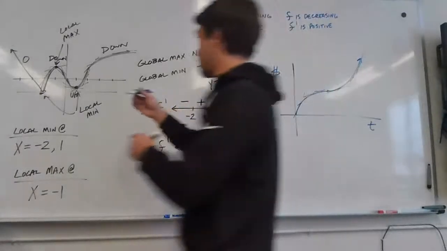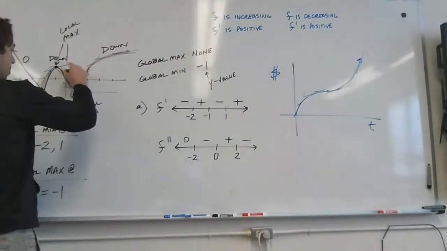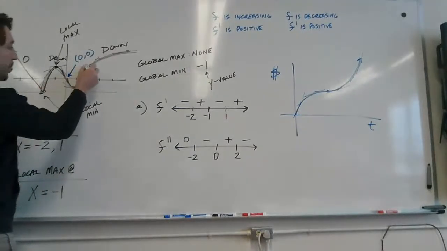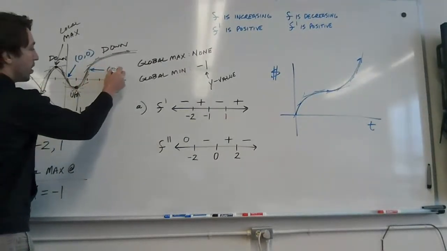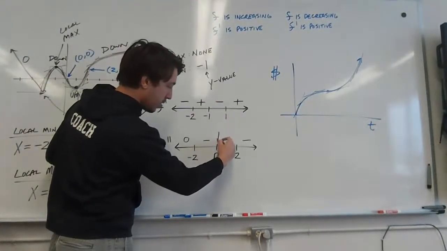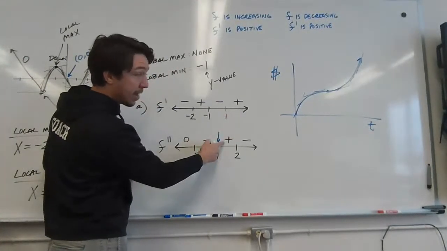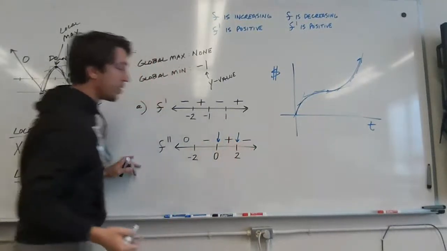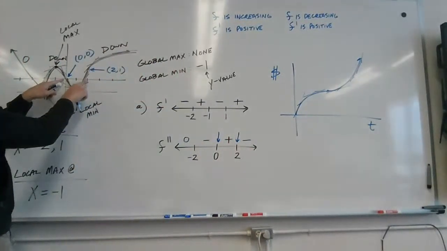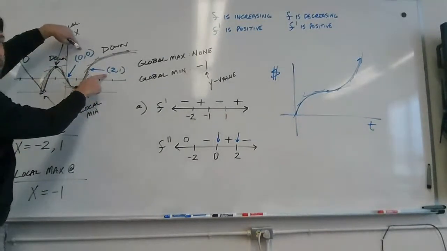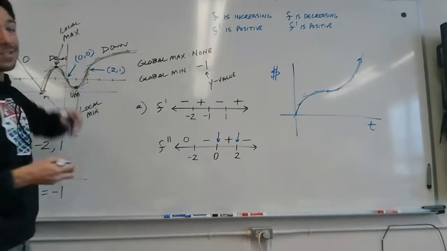So back to this one. The point (0, 0) is an inflection point, and the point (2, 1). And that happens, you can see it on here, right? We change from concave down to concave up, and then we change from concave up to concave down at those two spots. Make sense? So just to clarify, these two in blue here, those are the inflection points.